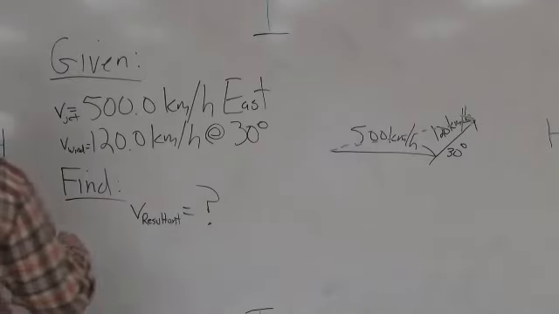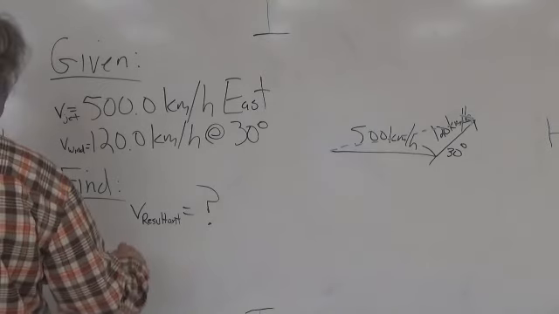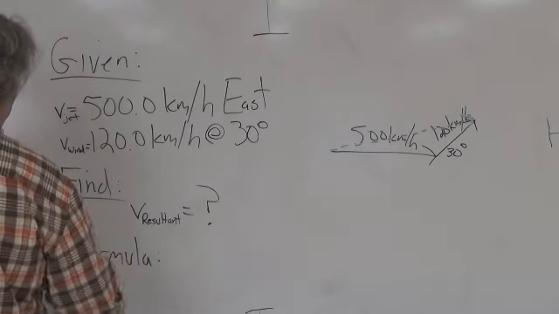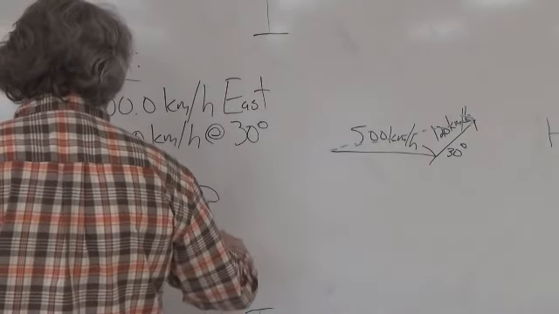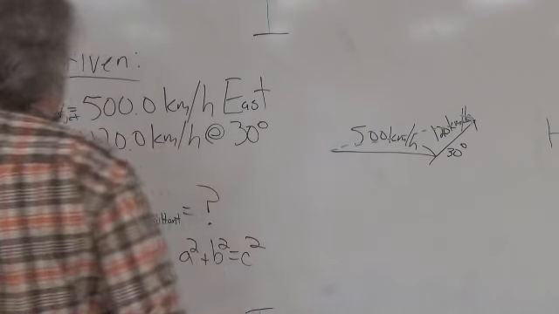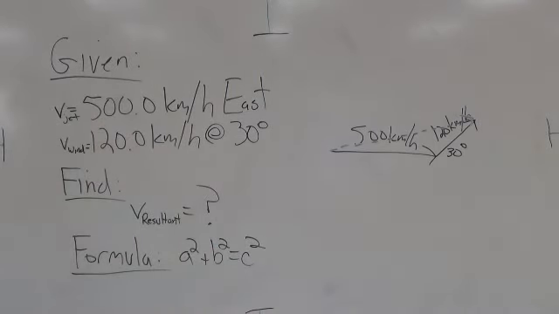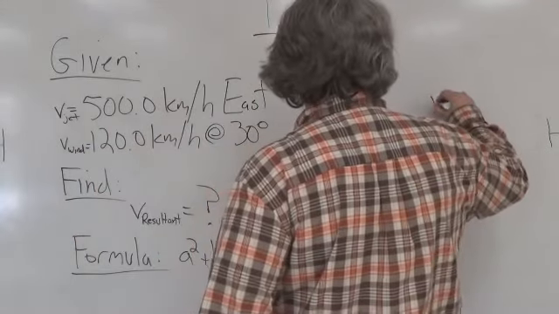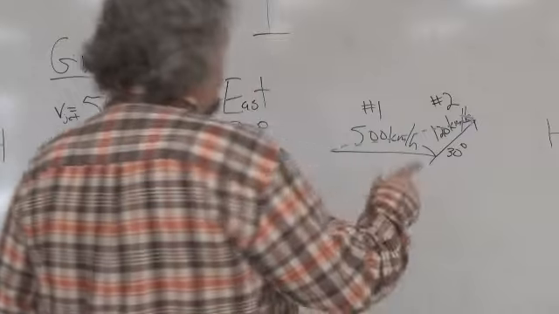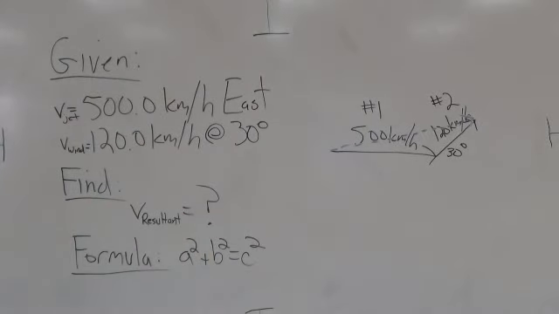Eventually the formula you want to use is the Pythagorean theorem, a squared plus b squared equals c squared. But that's not a right triangle. What we could do is make it into a right triangle by adding the two vectors. The first vector, we'll call this one number 1. This is number 2. The first one only has an x component, a horizontal component, so we don't have to worry about that one.